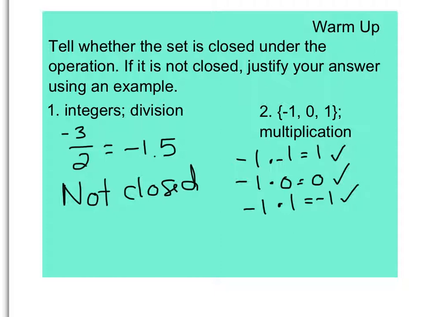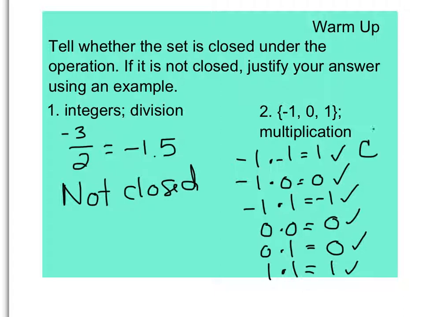Then I need to do 0 times itself, which is 0. That's in the set. Then I need to go 0 times 1, which is 0. That's also in the set. And then I move to the 1. Well, I've already multiplied 1 times -1 and 1 times 0, so the only thing to do is multiply it by itself, which is 1. That's also in the set. So yes, under multiplication, this is closed.